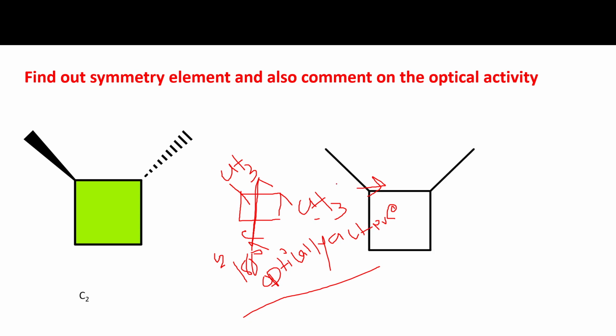If you compare both the cis and trans molecules, what is the relation between these two molecules? One is cis, so they are not the same molecule, they are different, so their relationship is diastereomer.